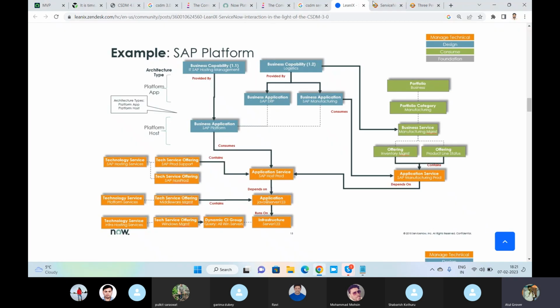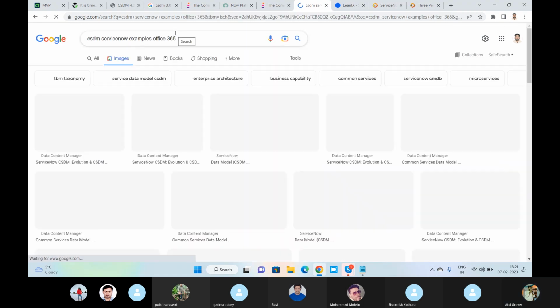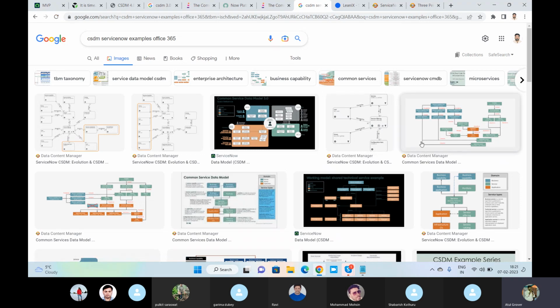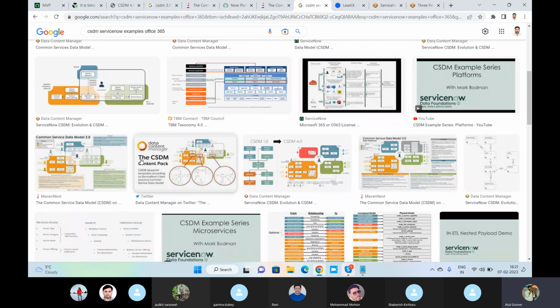I'm looking for a normal example, a CSDM service example. Office. This is an example of this as well. Office 365 as well.